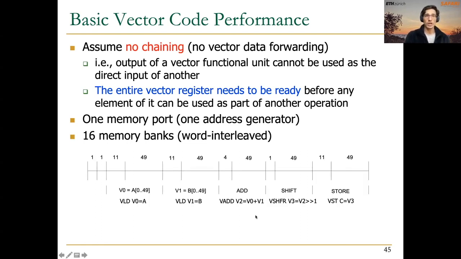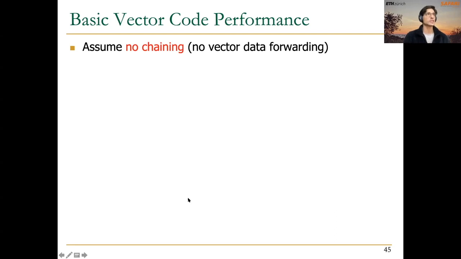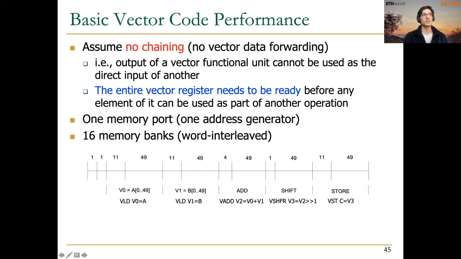And if we execute our code using the latencies that we have seen in the previous slide, and assuming that the vector length is equal to 50, we will see that it looks something like this. First of all, 2 cycles to load the vector length and the vector stride. Then we pay 11 cycles for the access to element A0, then 49 cycles, which is vector length minus 1, then the access to array B, then we perform the addition, shift right, and store.